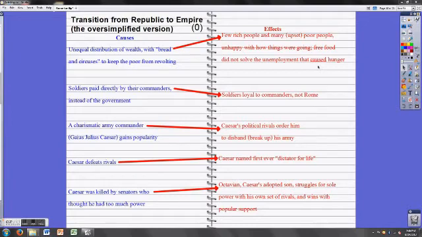rebellion in many cases. Okay, many of those poor people were actually soldiers who were paid not by the Roman government but paid directly by their commanders. So, as you can guess, the soldiers weren't really loyal to Rome, but they were loyal to their commanders. Okay, and that makes a big impact when we start to see a civil war start in Rome.